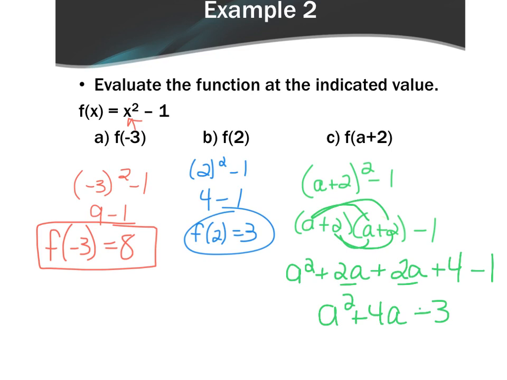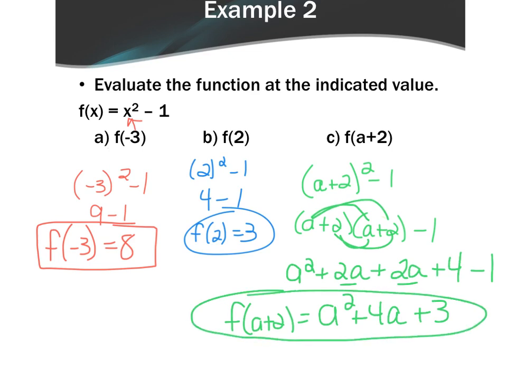So how would I write my answer? Okay, a squared plus 4a plus 3. But what do I write at the beginning? F of a plus 2 equals, because you're telling me when I plug in a plus 2 for my x value, a squared plus 4a plus 3 is what I get out. Does that make sense? Okay.